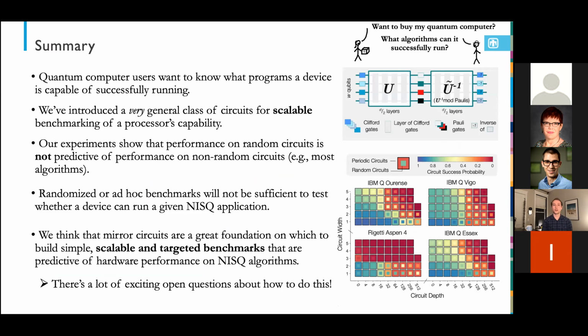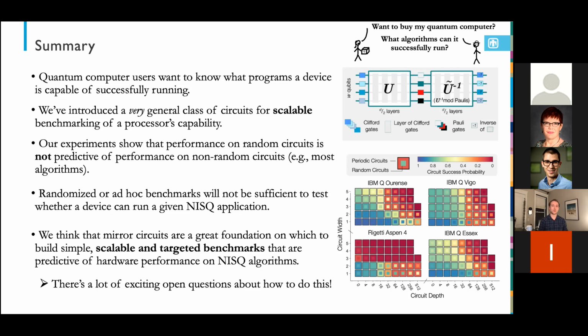So just to quickly summarize, I think we're getting into the kind of time when people really want to know what programs the device is capable of running. So there's people outside of our field getting into it, and they're really interested in running algorithms, and they want to know, can this device do it or not? And we really need concise ways of actually measuring what devices can do and then actually communicating it to people. And so we've started along this line trying to get towards techniques that can do this. And to do this, we've introduced this scalable benchmarking technique called mirror circuit benchmarks that we think is a reasonable attempt at measuring a processor's capability.